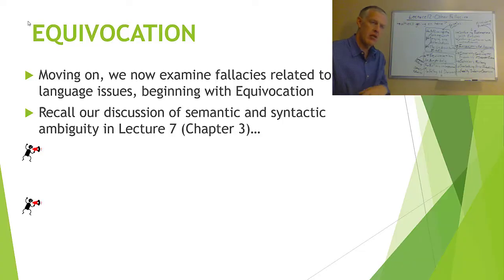This reflects back on, as mentioned, the second bullet point there on slide 6. Actually both of these, this and the next one, these language fallacies, reflect our discussions of semantic and syntactic ambiguity back in lecture 7, which corresponds to chapter 3 of the textbook. So if you need to, go ahead and revisit our discussion back in lecture 7. So what is equivocation? So we're talking about this one first. What is equivocation? As they define it, this is from page 238 of the text.